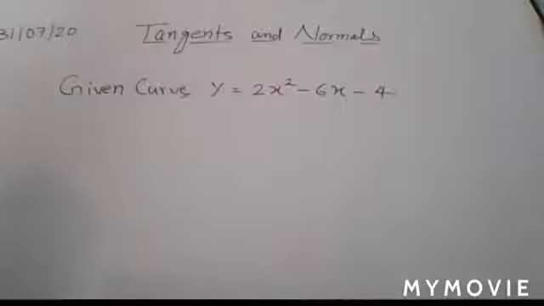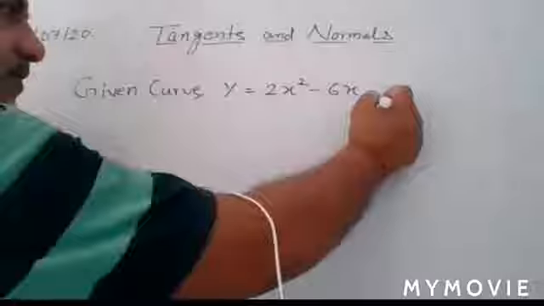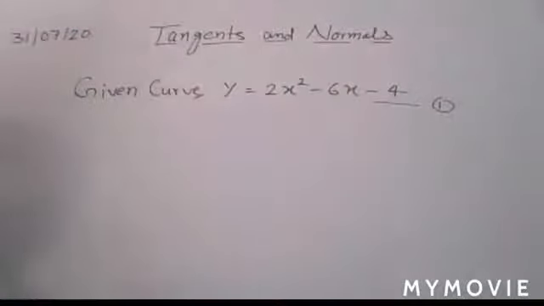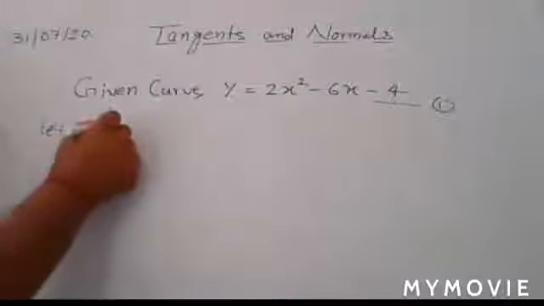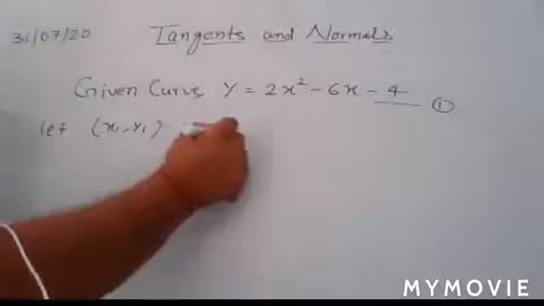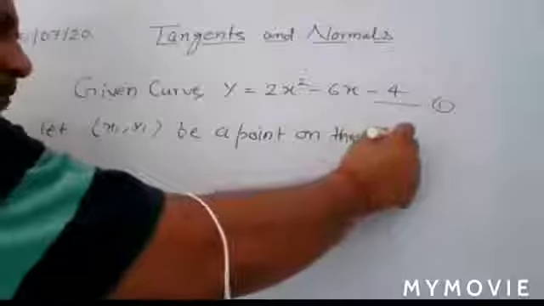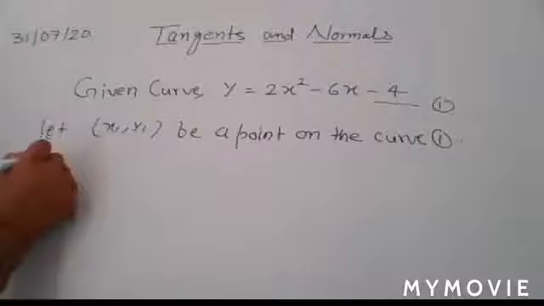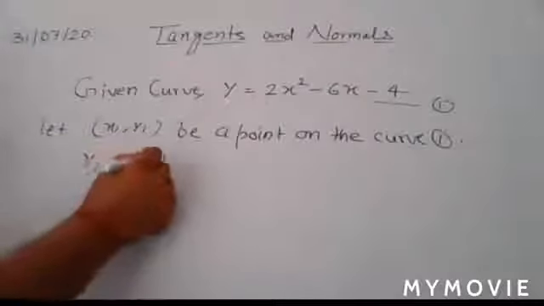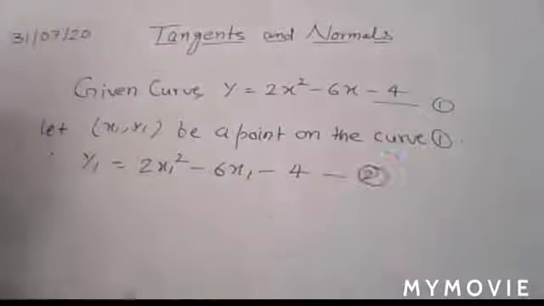Okay, means your question is you have to find the point on the curve at which the tangent is parallel to x-axis. So suppose the given curve is taken as your first equation, and here you assume let x1, y1 be a point on the curve 1. So no doubt it's satisfying it. So y1 is equal to 2x1 square minus 6x1 minus 4, and that is your second equation.